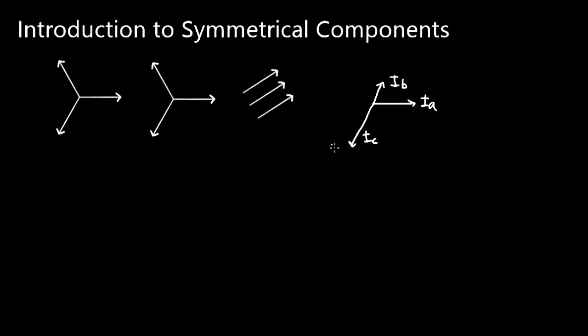And so as you can see, this set is not balanced, meaning in a normal power system that's operating under normal conditions, you would have what's called a balanced three-phase system, where, for example, the three-phase currents would have the same magnitude between all three phases, and they would be spaced out 120 degrees from each other. So that's what we call a balanced three-phase system.